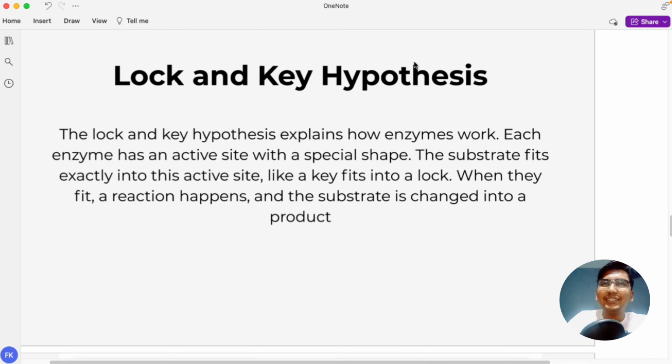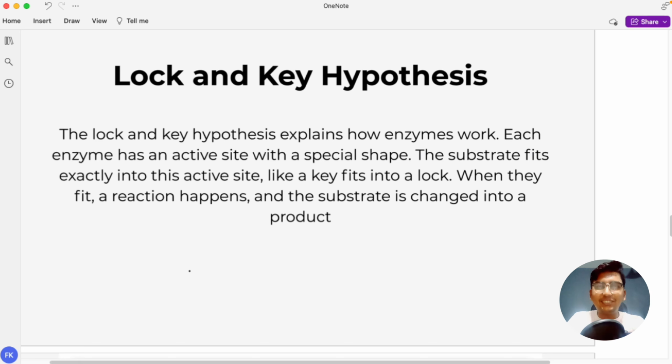Now let's look at one of the important concepts, the lock and key hypothesis. Interestingly, when I was doing my O-level, which was about 6 years ago, I was always confused about the lock and key hypothesis, about which is the lock and which is the key in the enzyme system, right?